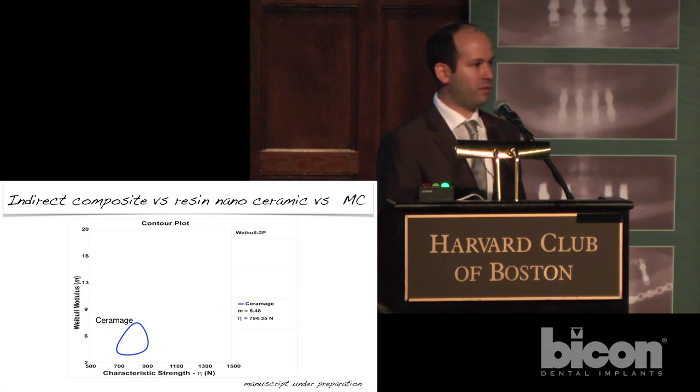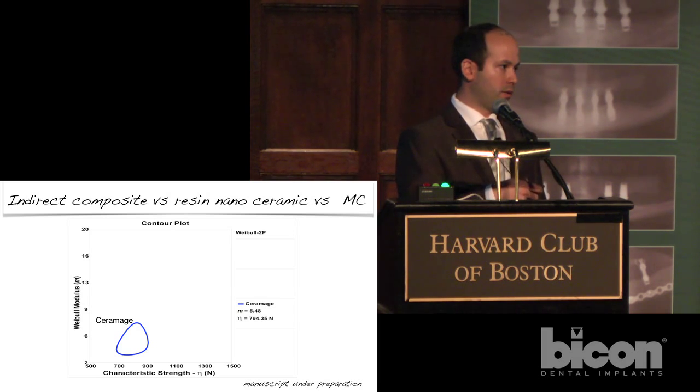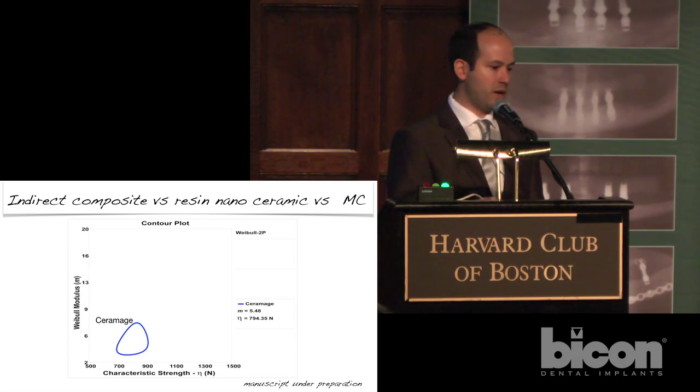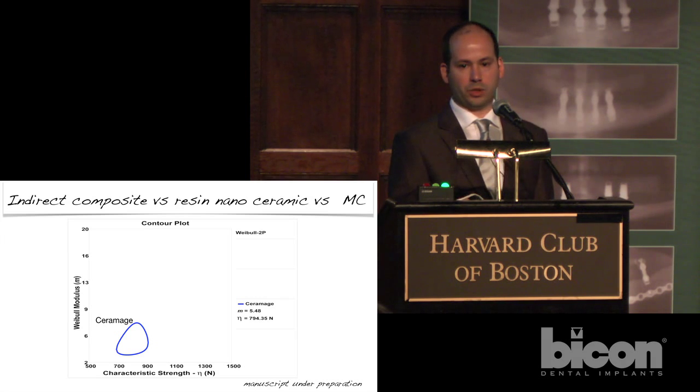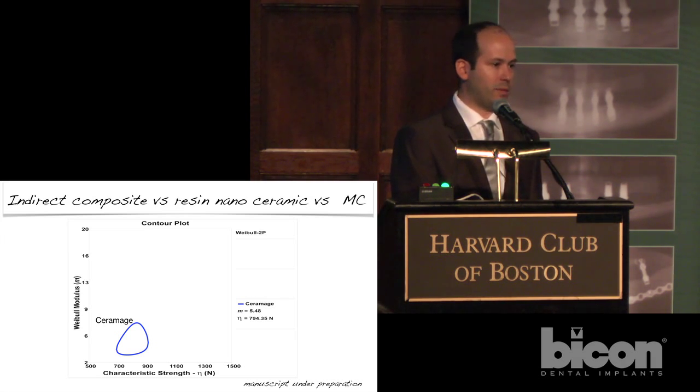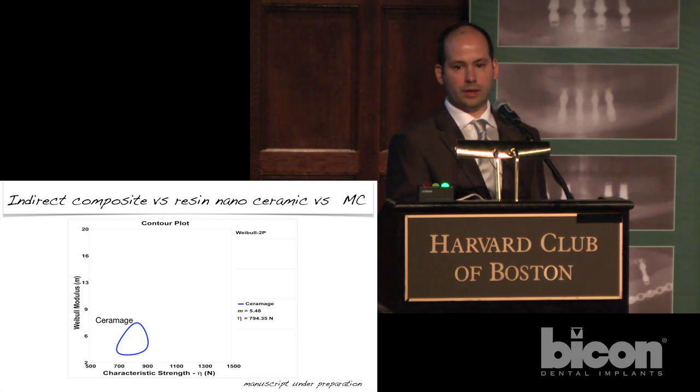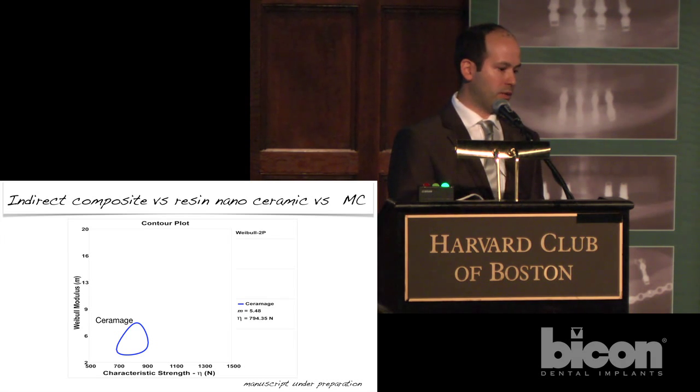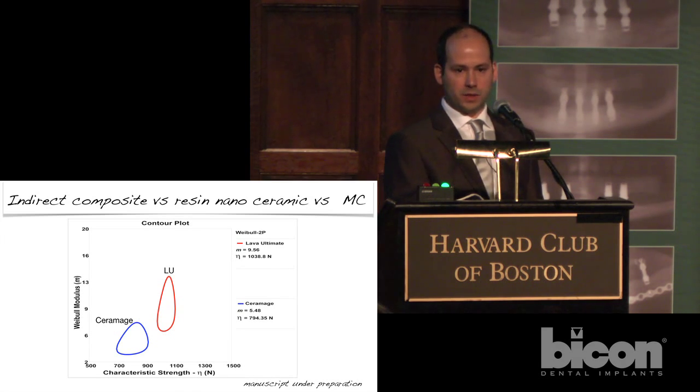Well, let's see, we have investigated that, and we have compared the indirect composites that you've seen with a resin nanoceramic material, the brand name is Lava Ultimate from 3M, and of course with our gold standard, which is metal ceramic. And we have found that, yes, there is a difference.